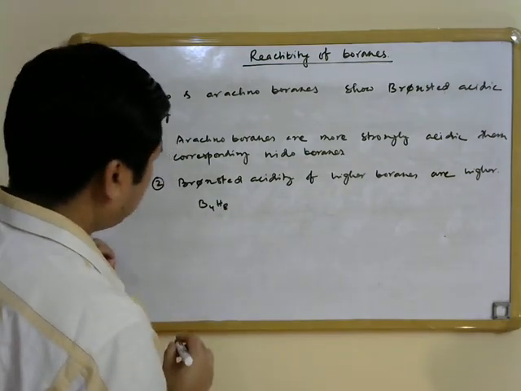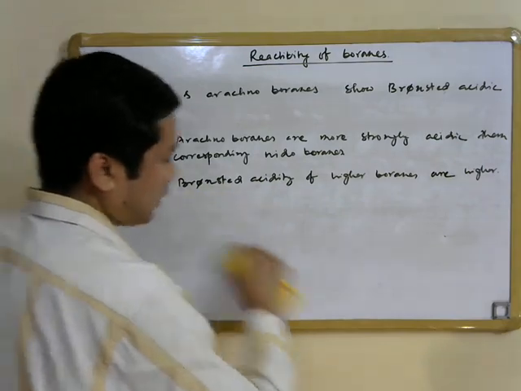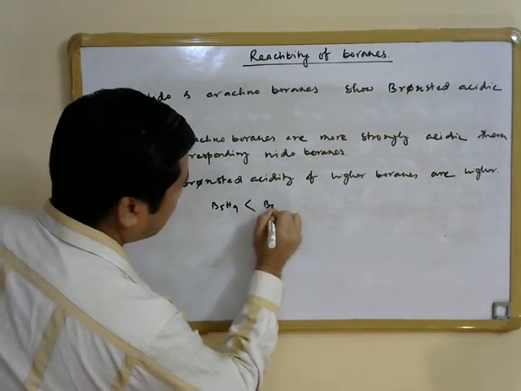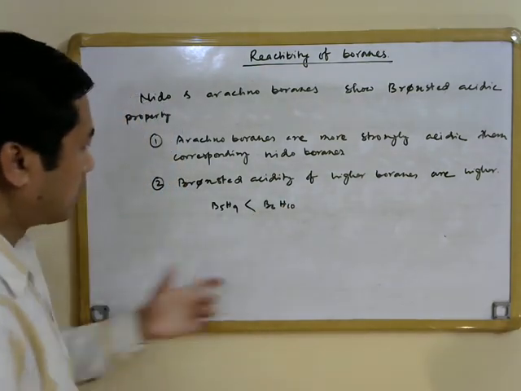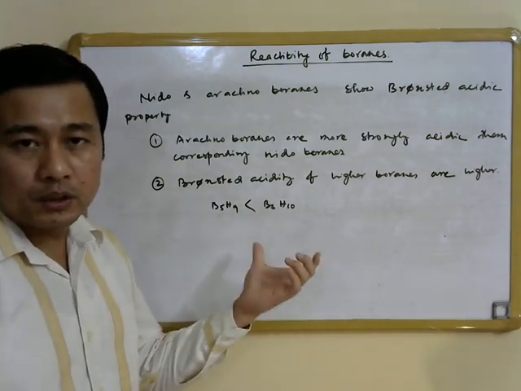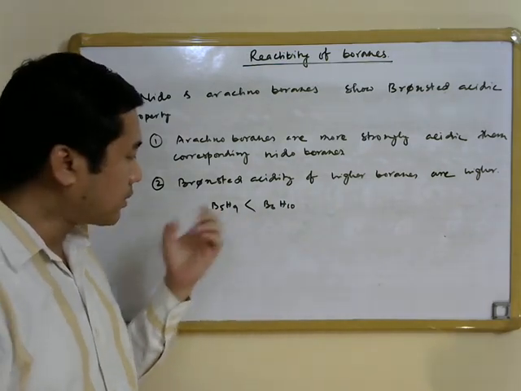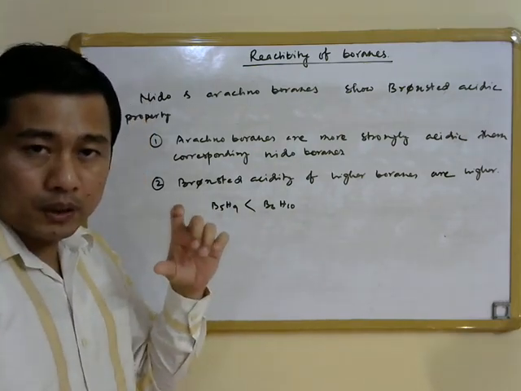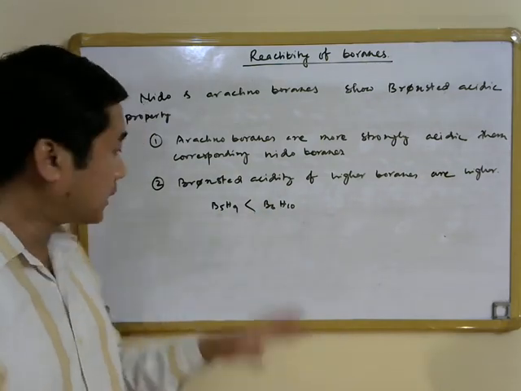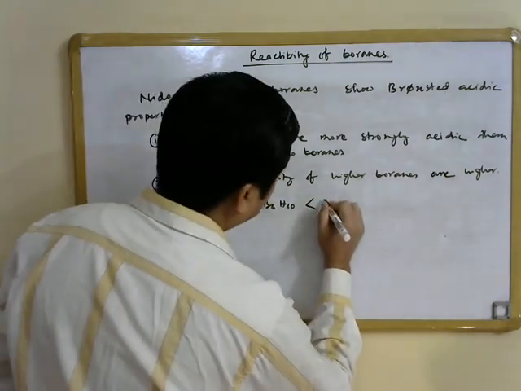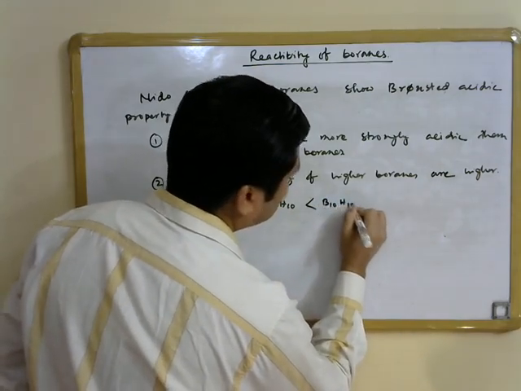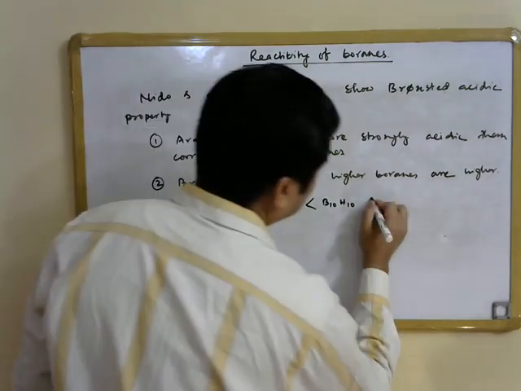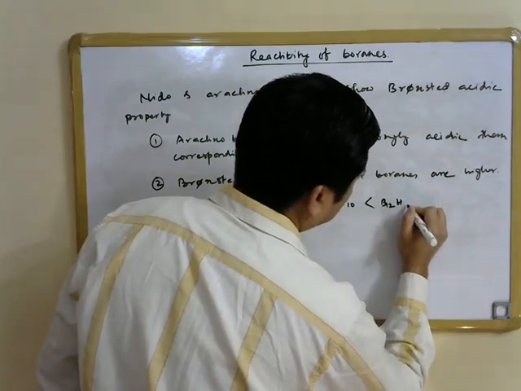B5H9, B6H10. So for B6H10, the number of bridge hydrogen atoms is definitely higher than the number of bridge hydrogen atoms in B5H9, and that is why B6H10 is going to have higher Bronsted acidity as compared to B5H9, and similarly we see that B10H14 is going to have much higher Bronsted acidity than any of these two boranes.